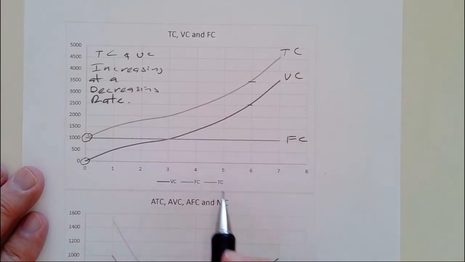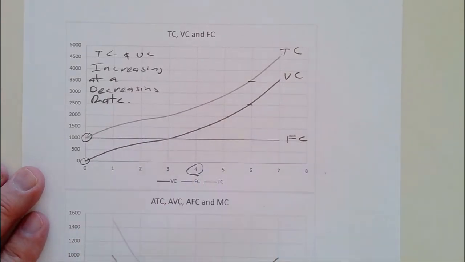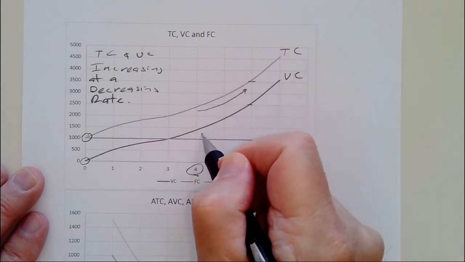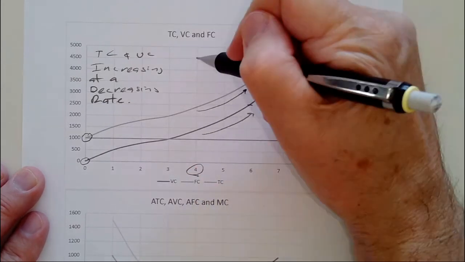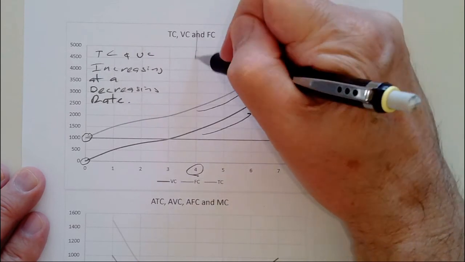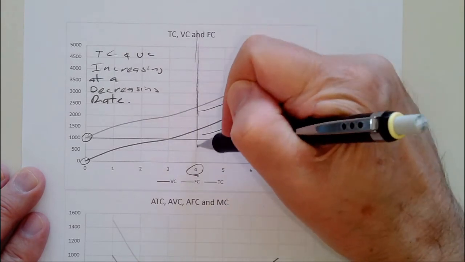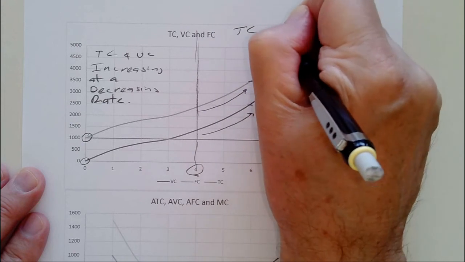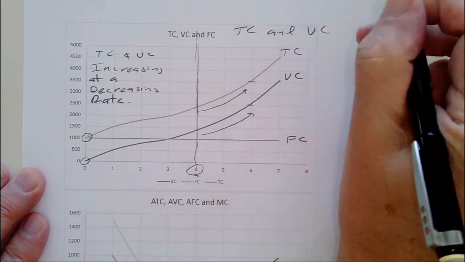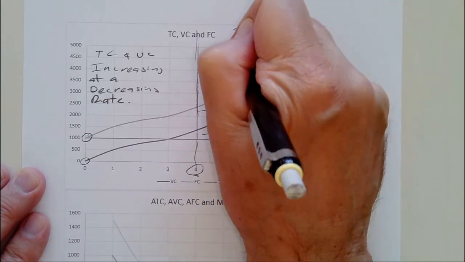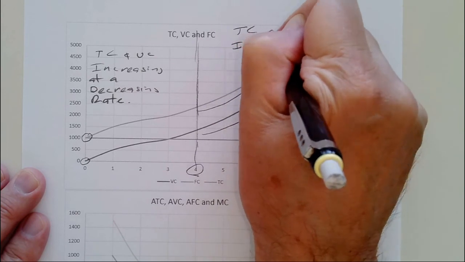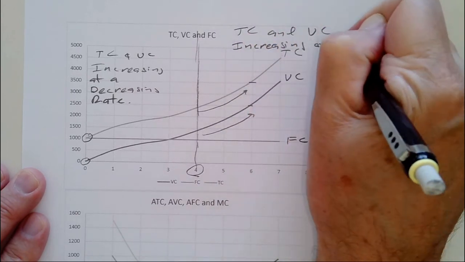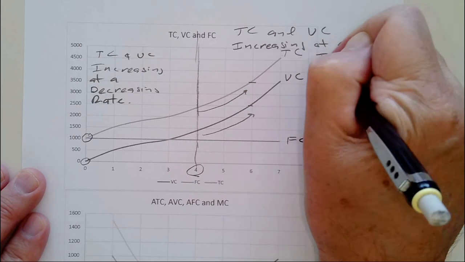Until we get to output 4, and that's when my marginal cost starts to rise, and these things start to get steeper. And so after we get over here to 4, my total cost and variable cost are now increasing at an increasing rate.